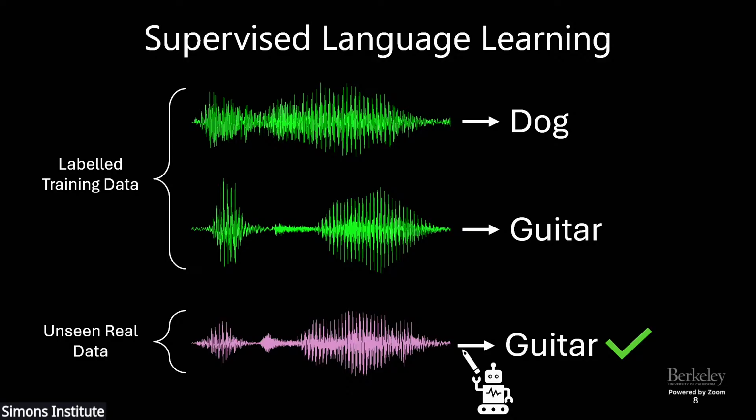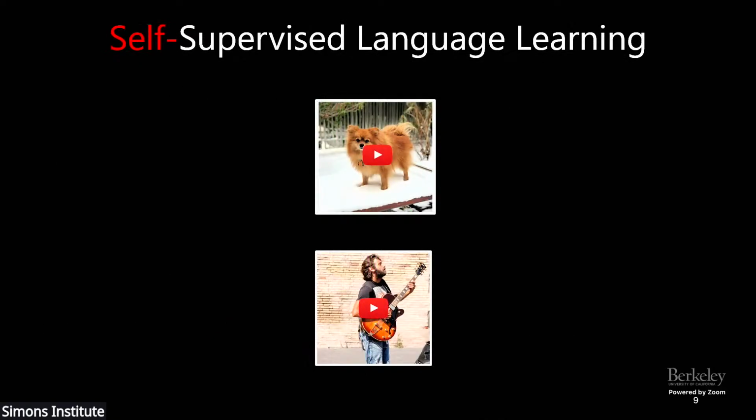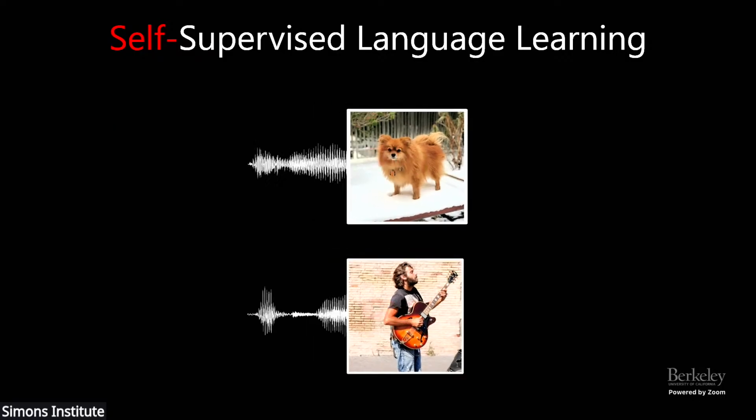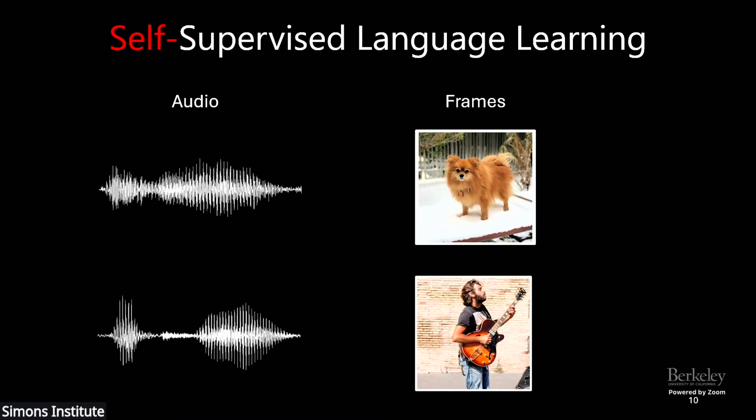But most of the time, in at least the problems that we're thinking of and excited about, we don't have any labels that give us that intuition. So we need to be a little bit more clever. The key idea is to think about self-supervised language learning. The basic idea is that you take videos and split them up into their audio and video components. This is exactly what we did in that game in the beginning.